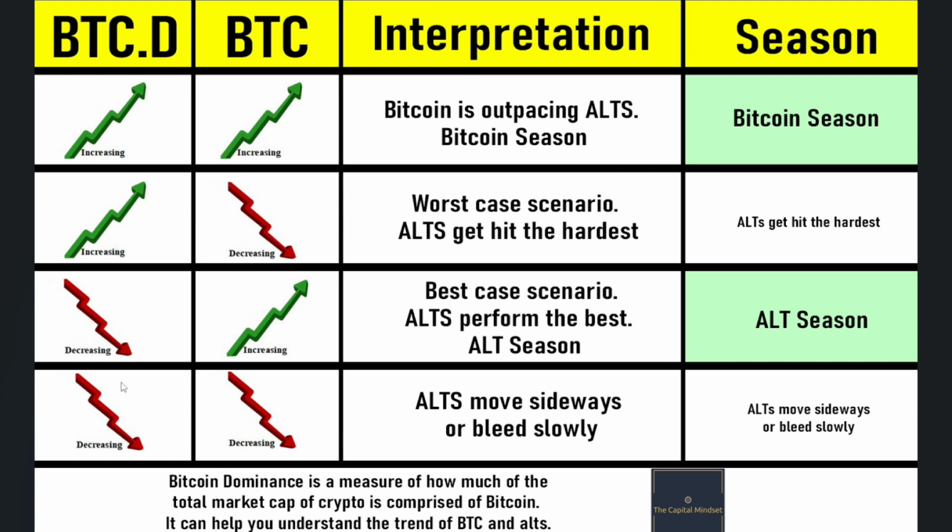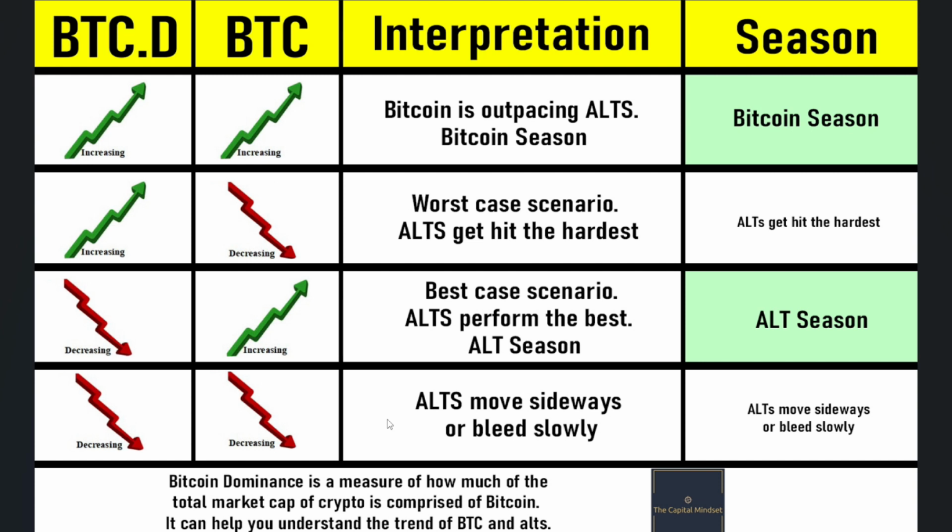Now, when we have Bitcoin dominance coming down and also Bitcoin coming down, well, then this is when the alts start moving sideways or slowly bleed. This is when you want to take your profits really quick. So here's a pro tip, is to set your targets lower. It could be around 10%, maybe 20, the most 30%.